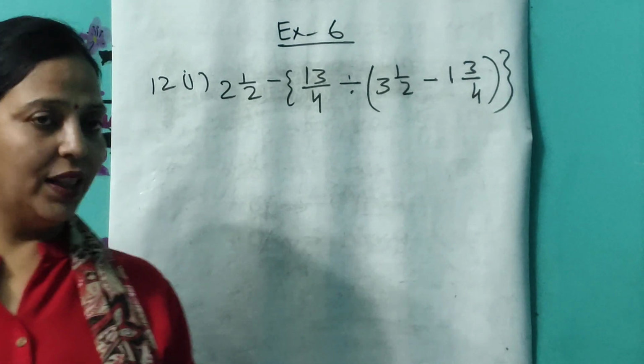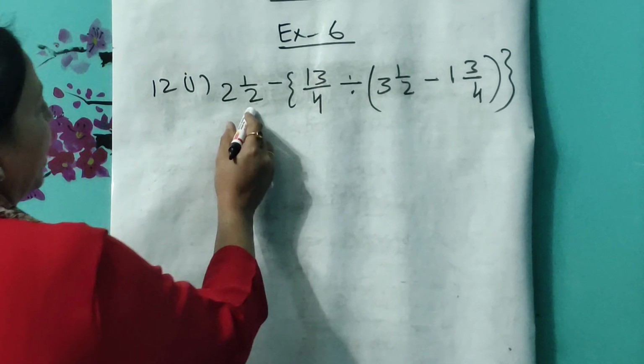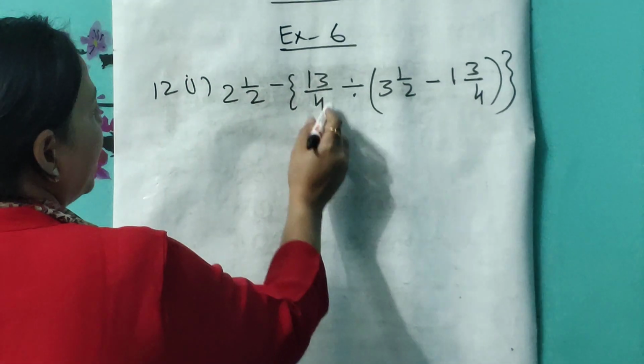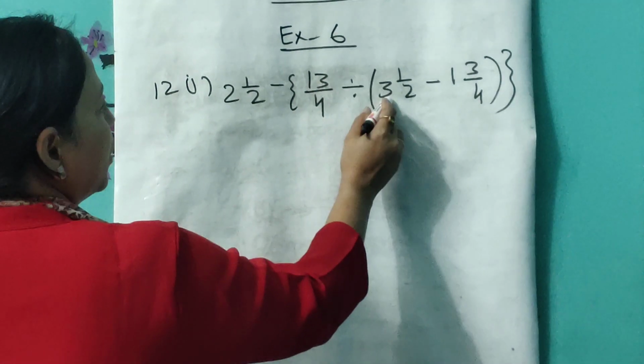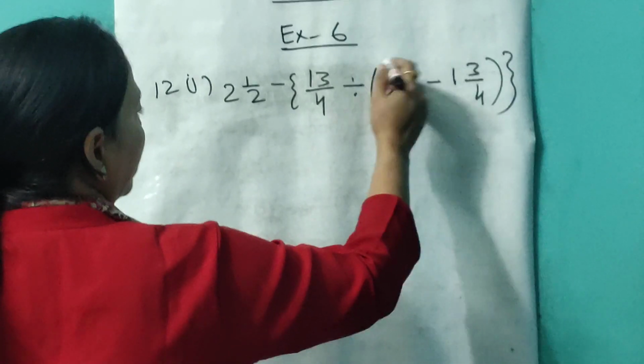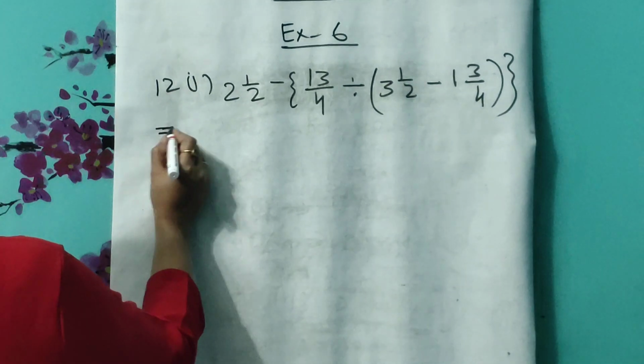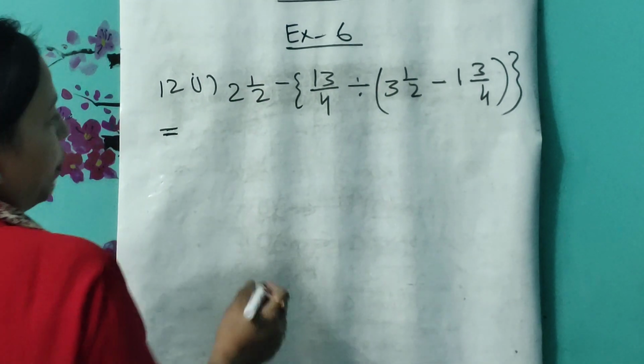Now question number 12, first one. The question is 2 whole 1 by 2 minus in bracket 13 by 4 divided by 3 whole 1 by 2 minus 1 whole 3 by 4. That's small bracket and then curly bracket. So now what you will do, first you change the mixed number into improper form.